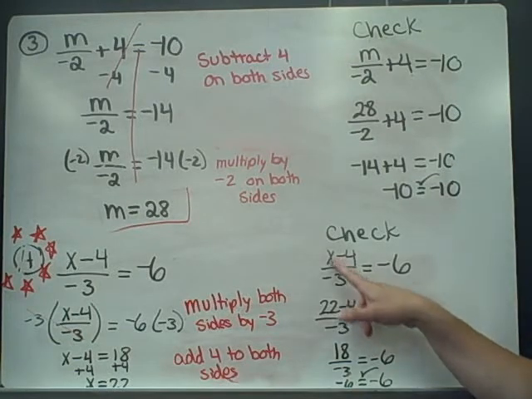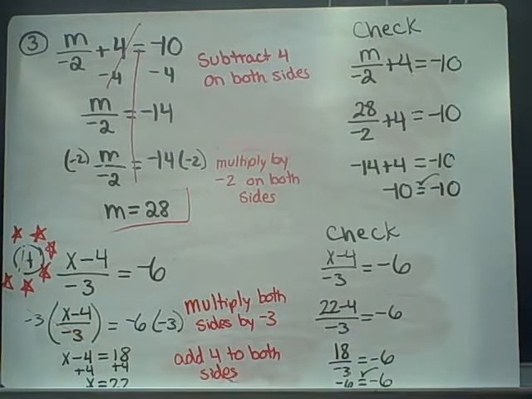To check, you fill in 22 for x, and you would find out that 18 divided by a negative 3 does in fact equal a negative 6. So we have a check there, and we know that we're good.